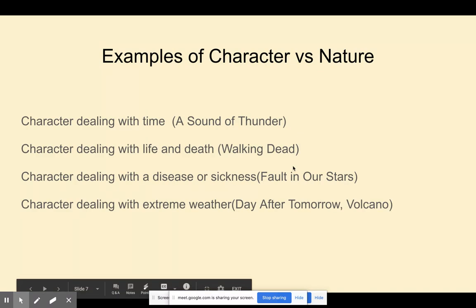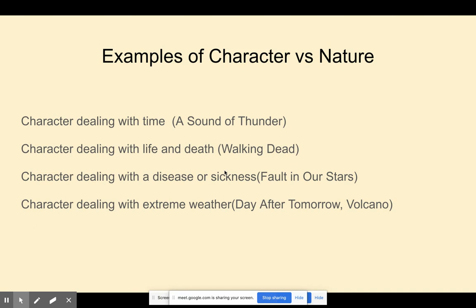So these are some stories that have character versus nature, right? In The Walking Dead, zombies, obviously, that's kind of nature. In The Fault in Our Stars, it's somebody dealing with their own sickness. Some movies and books that you might have read are about people trying to survive, like a volcano exploding or the world ending.